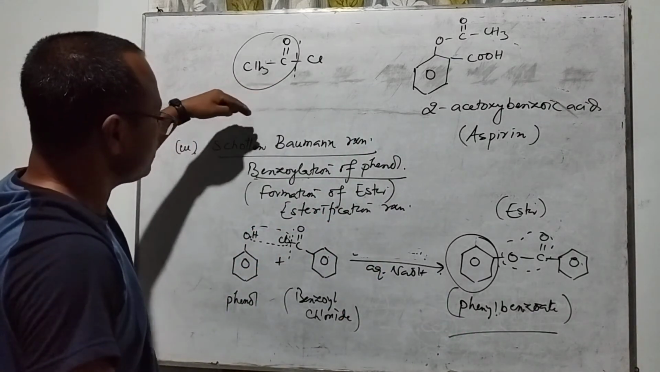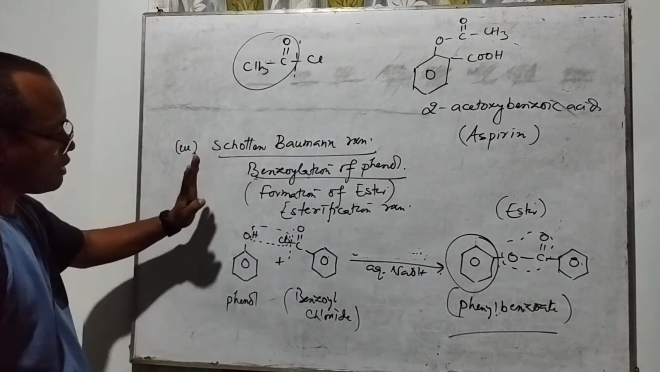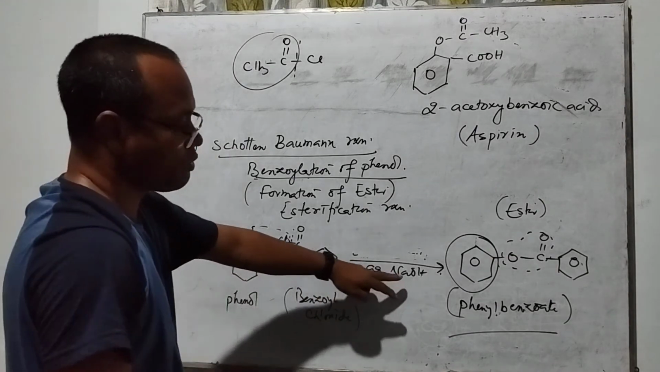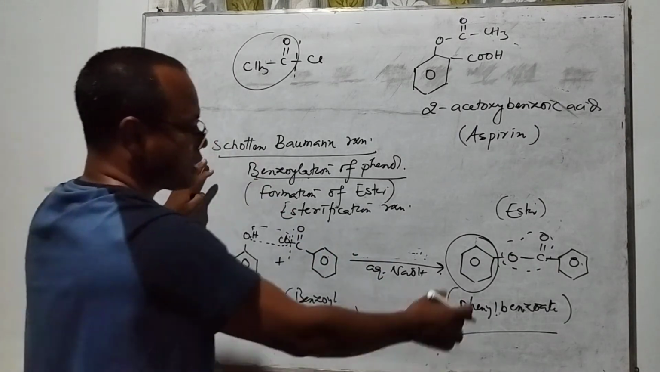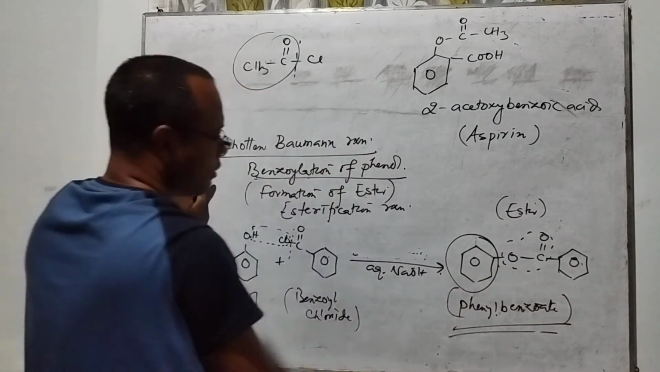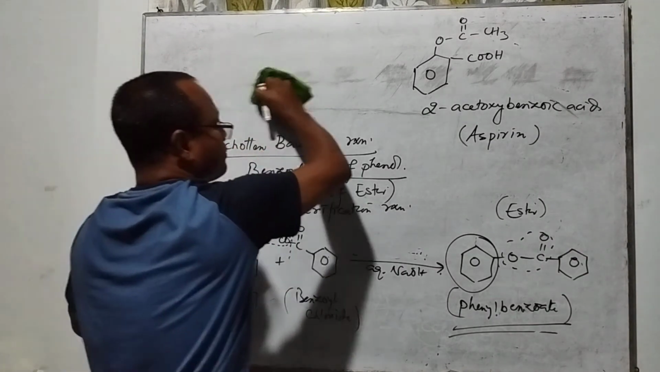So especially in this Schotten-Baumann reaction, that is the benzoylation of phenol, phenol reacts with benzoyl chloride in the presence of aqueous sodium hydroxide. It forms the ester. What's the name of the compound? Phenyl benzoate. This is the ester. This reaction is what we call the Schotten-Baumann reaction. Don't forget, understand. Okay.